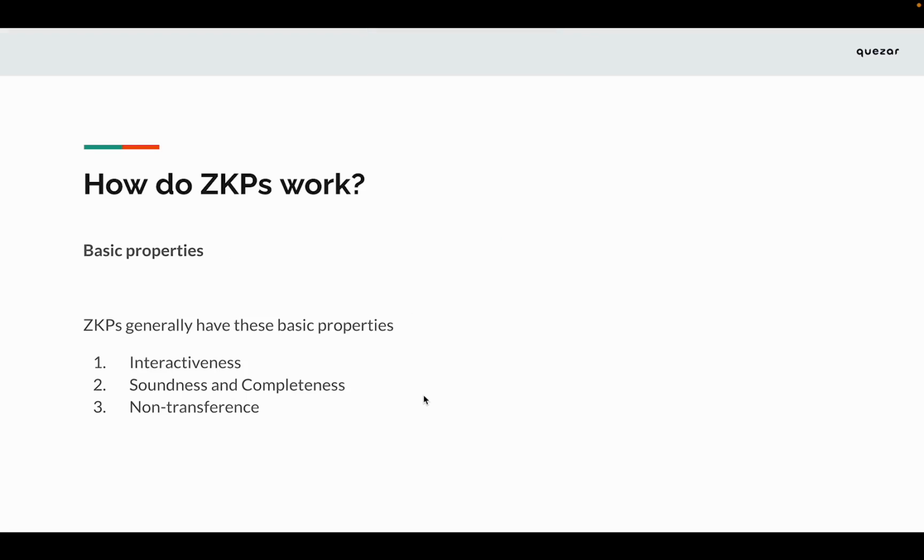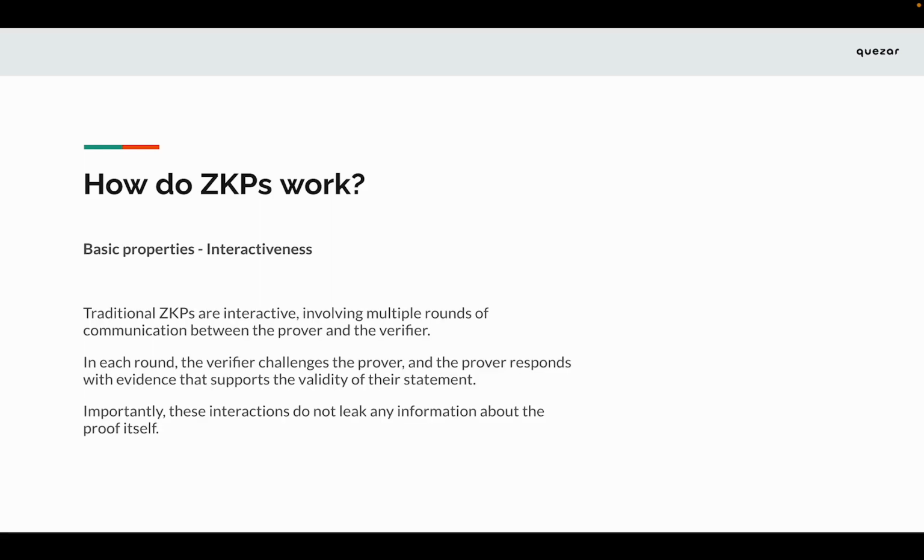Zero knowledge proofs generally have these basic properties: interactiveness, soundness and completeness, and non-transference. Traditional ZKPs are interactive, which involves multiple rounds of verifier sending challenges to the prover and the prover proving it. These interactions do not leak any information about the proof itself.